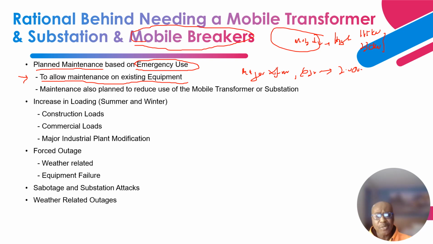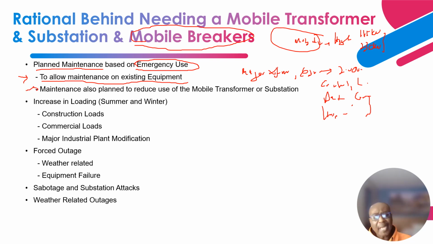So if you have a critical customer or a critical load, a typical example is a data center, communication, or hospitals, those are critical infrastructures, and you can't afford to take that long duration of outage. So you have to plan the utilization of a mobile transformer or mobile substation. That is when you utilize a mobile substation or transformer to allow you to maintain that existing equipment at the substation facility.